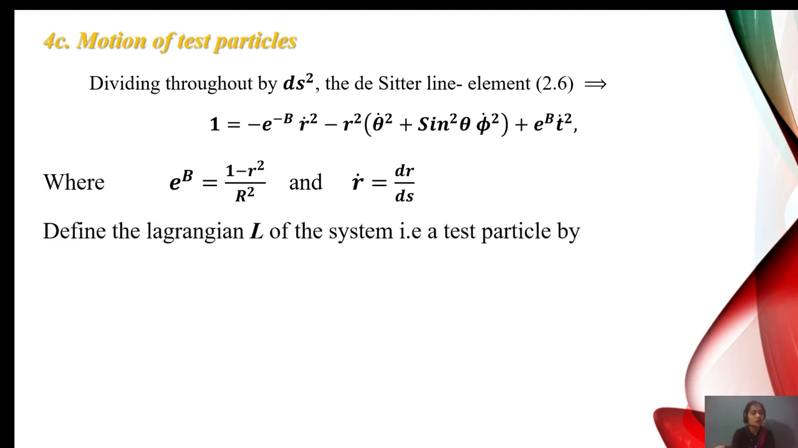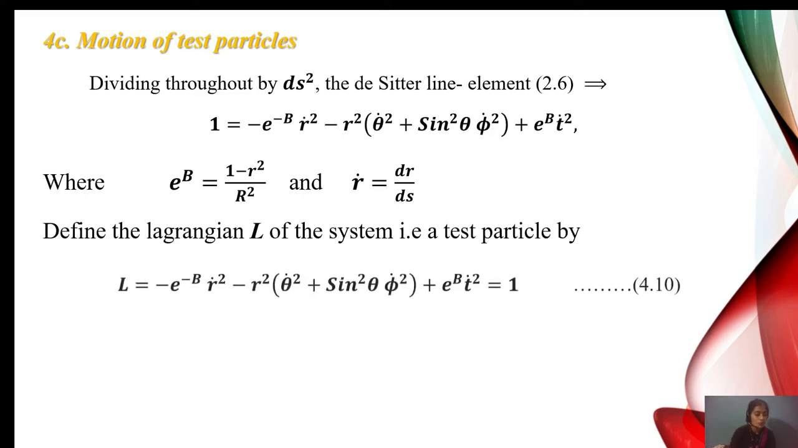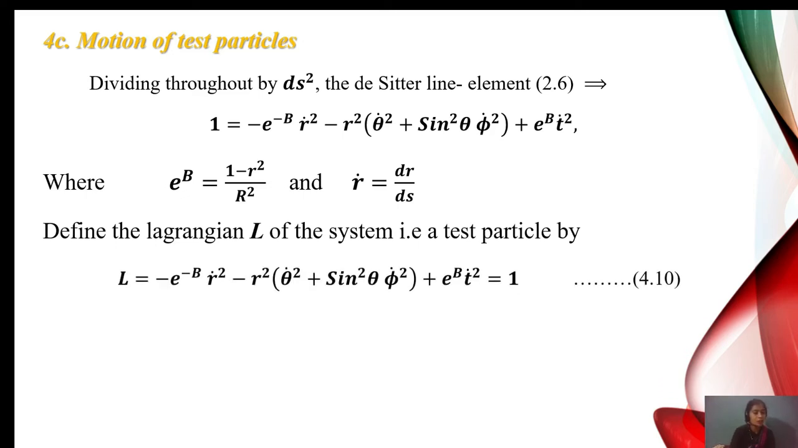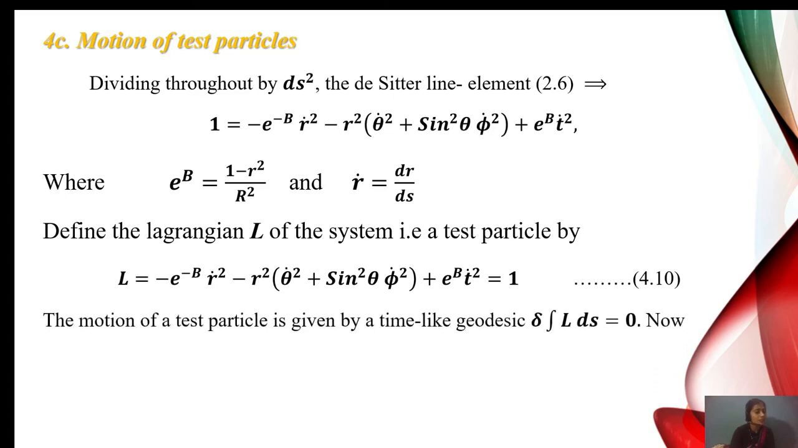Find the Lagrangian of the system, that is, of the test particle motion: L equals minus e to the power b r dot square minus r square (theta dot square plus sine square theta phi dot square) plus e to the power b t dot square. This is equation 4.10. The motion of a test particle is given by a geodesic, delta integral of L ds equals 0. Now the Lagrange theta equation: d by ds of delta L upon delta theta dot equals del L upon del theta.